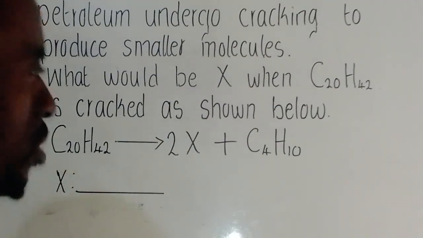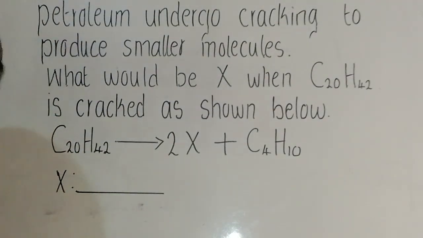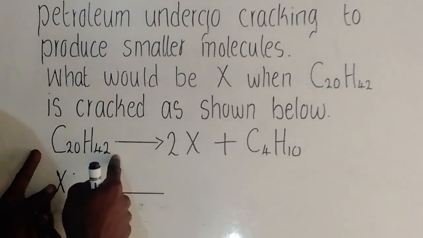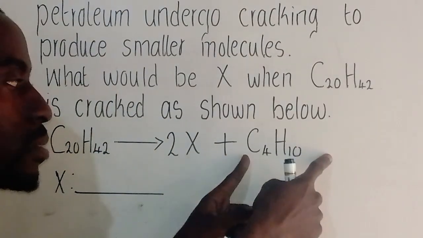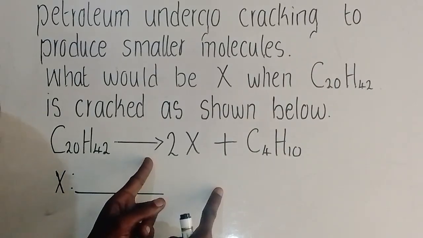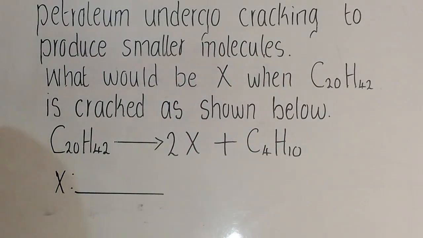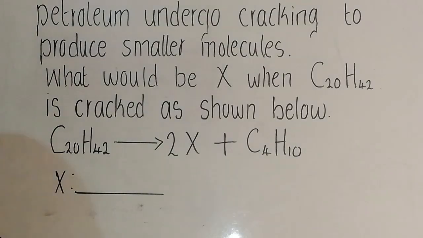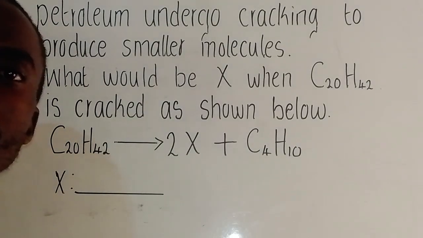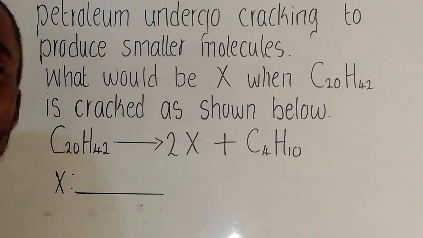Okay, now you need to understand something here. They're saying petroleum having this chemical formula was broken down to produce this substance and another one here. When you talk about cracking, cracking talks about the breaking of hydrocarbons to produce smaller substances. Okay, now cracking in chemistry is of two types. There's what we call thermal cracking and catalytic cracking.